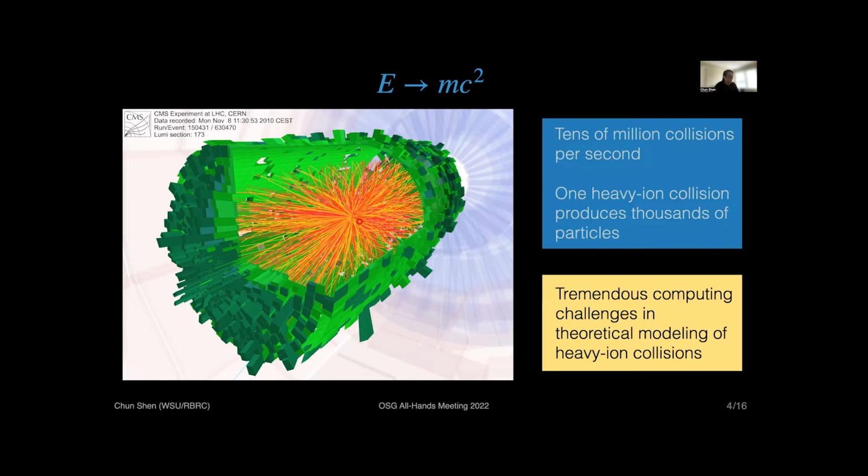When we collide heavy ions, one collision will produce tens of thousands of particles, which are recorded as tracks in the detectors. These collisions are done at about tens of millions of events per second at the Large Hadron Collider, and each of these collisions produces thousands of particles.